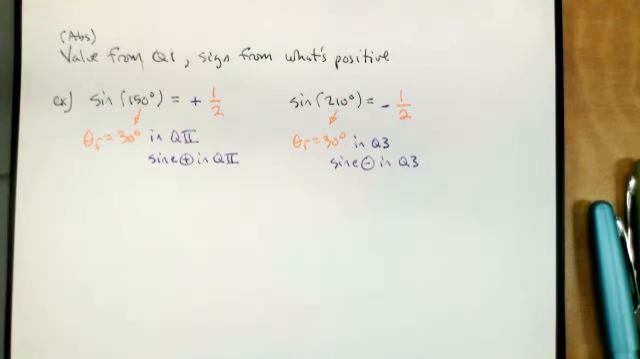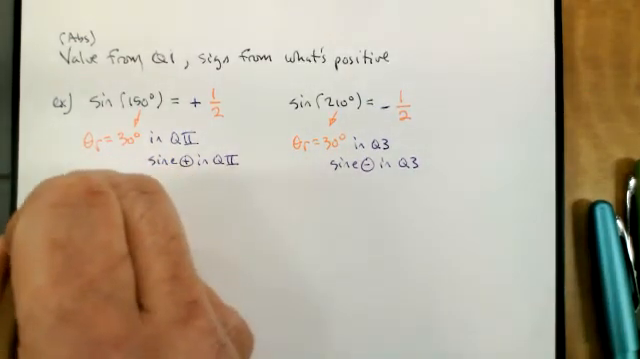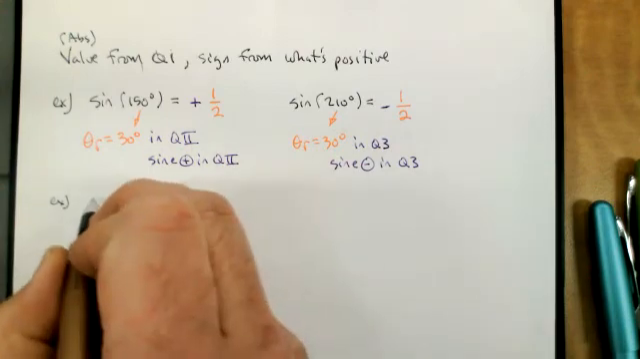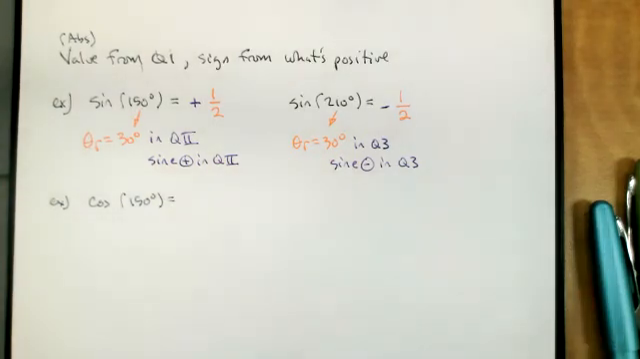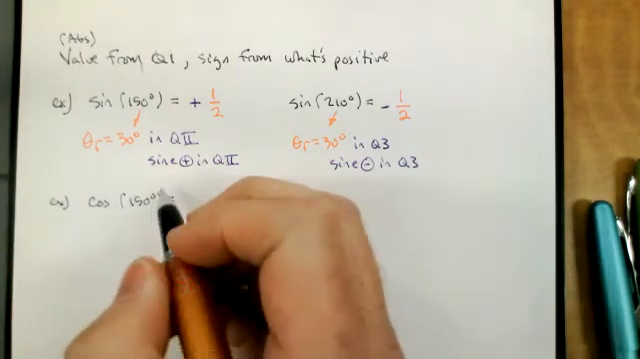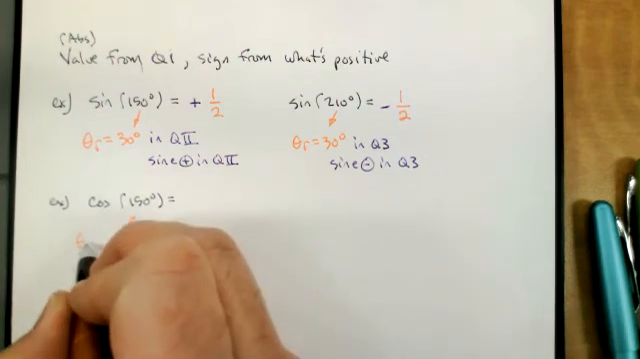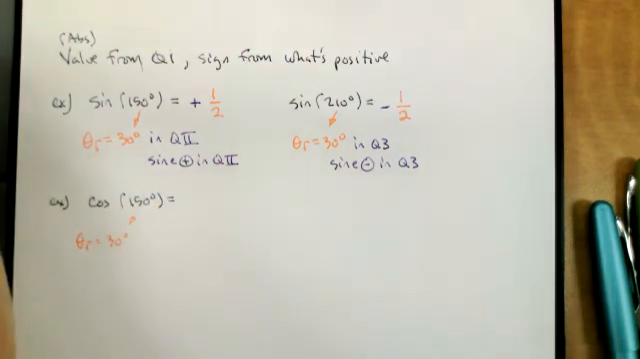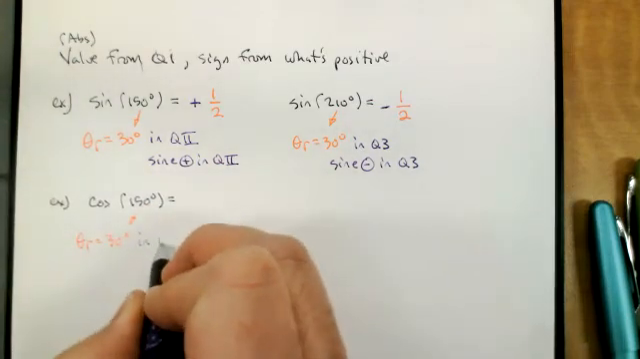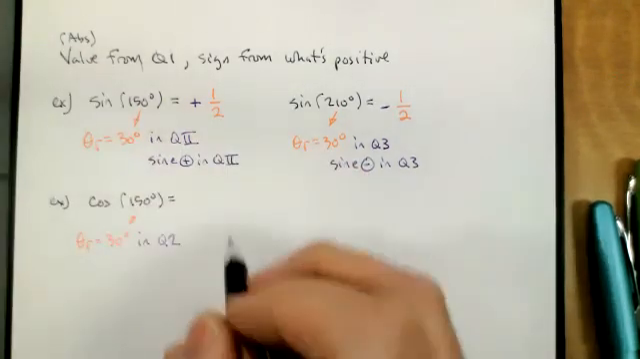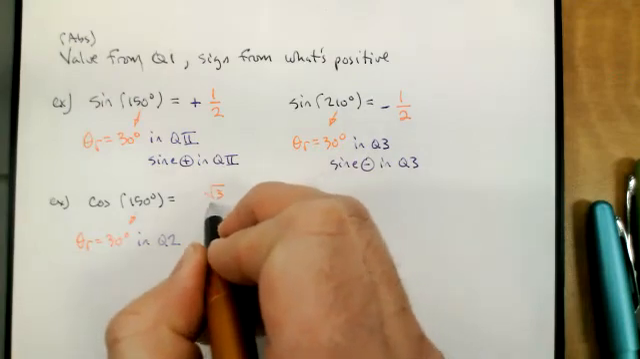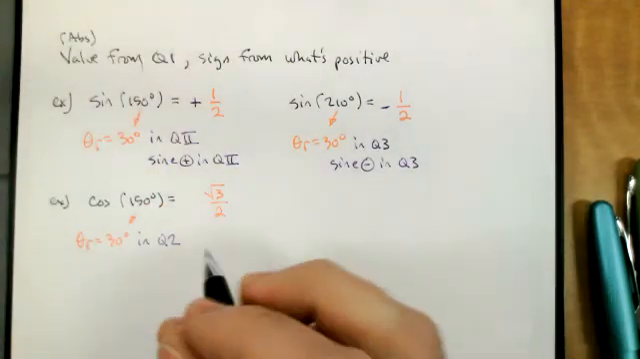Any questions? Now it's just a mix and match, just some from column A, some from column B. So for example, if I wanted to know the cosine of 150 degrees, we'd read this 150 as 30 degrees in quadrant 2. That's our reference angle. So the cosine of 30 is √3/2. And cosine is negative in quadrant 2.